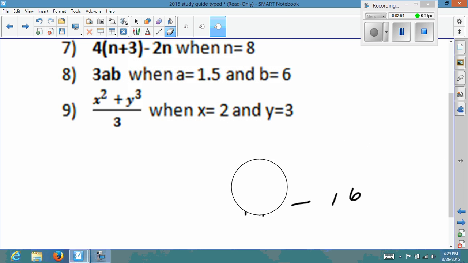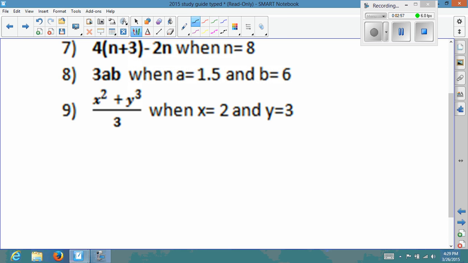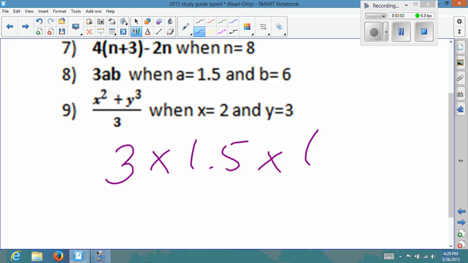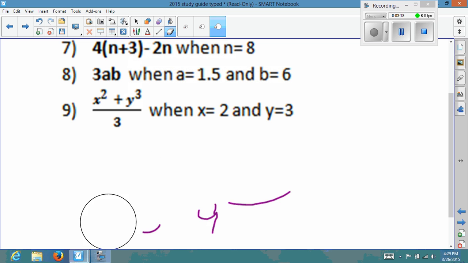Okay, next one says 3 times a times b. So it's 3 times 1.5 times 6. So I'm going to start with this. So 1.5 times 6 is 9, times 3. You can start anywhere because that's a multiplication problem. It doesn't matter the order in which you do it. So work that one out.